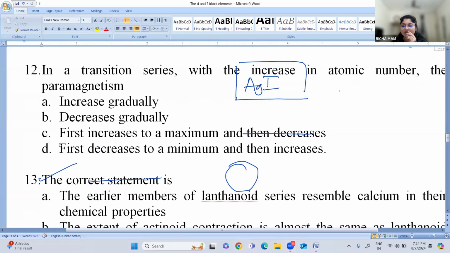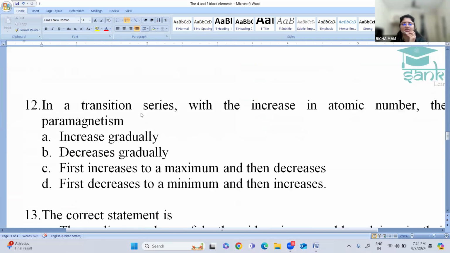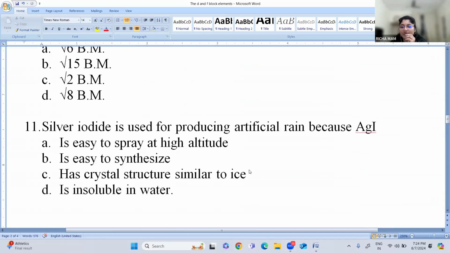Fine. The remaining questions we will discuss in the next class. We have discussed some 11 questions today. The remaining questions we'll be discussing in the next class. We are going to continue with the same topic in the next class.